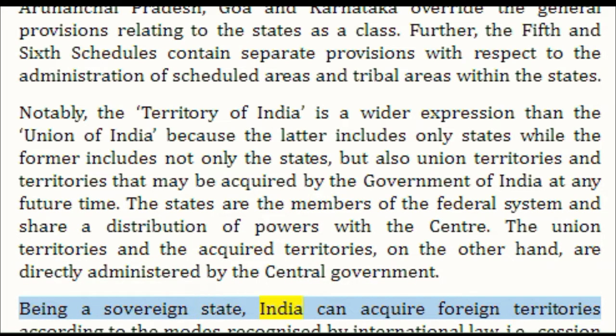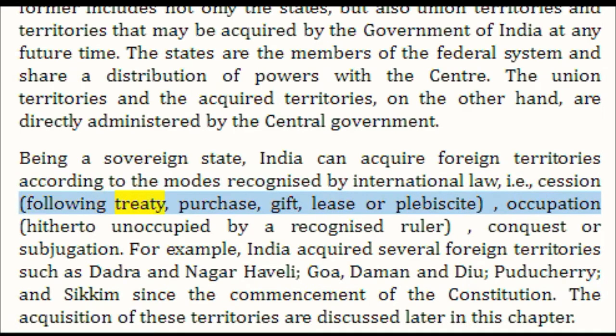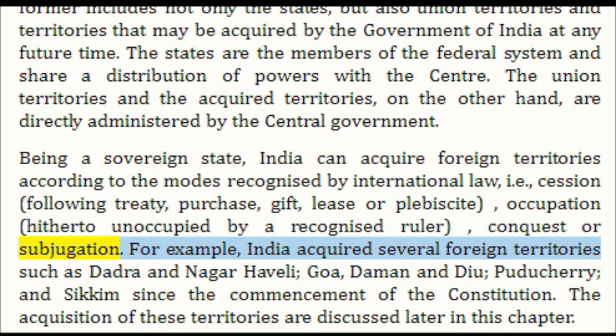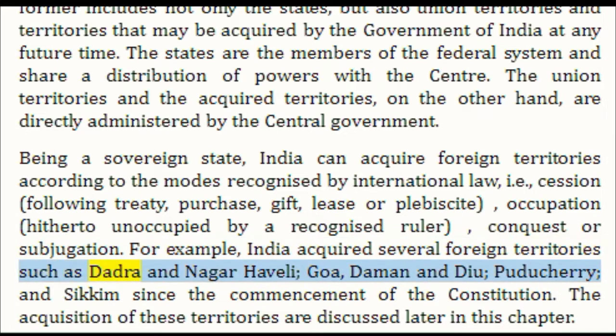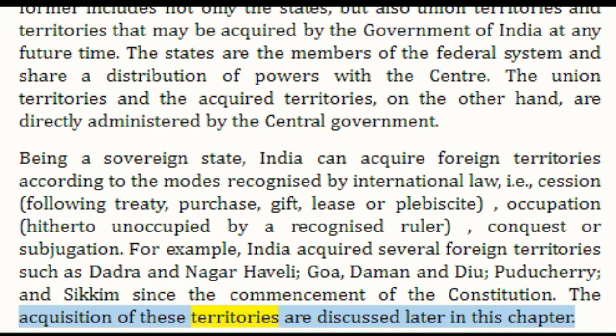Being a sovereign state, India can acquire foreign territories according to the modes recognized by international law, i.e., cession, following treaty, purchase, gift, lease or plebiscite, occupation, hitherto unoccupied by a recognized ruler, conquest or subjugation. For example, India acquired several foreign territories such as Dadra and Nagar Haveli, Goa, Daman and Diu, Puducherry, and Sikkim since the commencement of the Constitution. The acquisition of these territories are discussed later in this chapter.